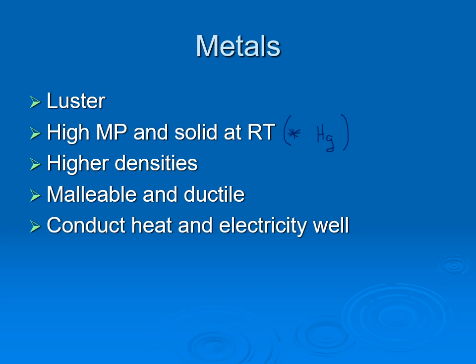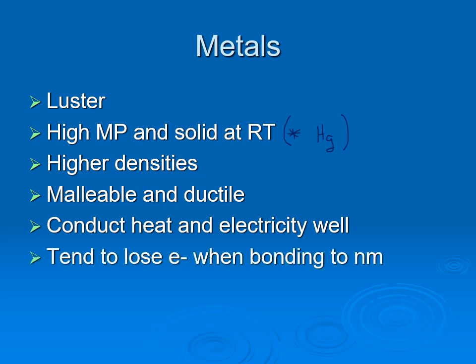Now, not all metals conduct electricity equally. Some do it better than others, but they all do it well. Metals tend to lose e-, which is the symbol for an electron. Metals tend to lose electrons when bonding to nonmetals. And so metals just give their electrons away to nonmetals during bonding events.